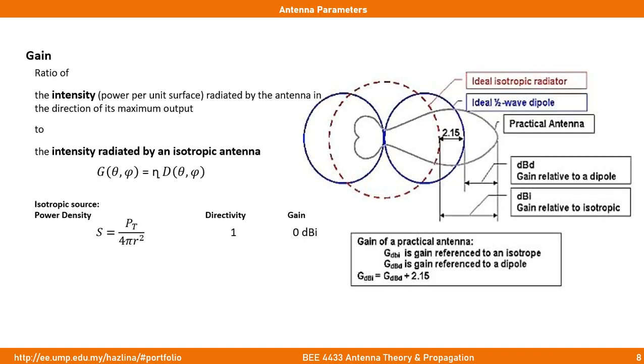An illustration to describe gain is as shown in this figure: the ideal isotropic radiator, the quarter wave dipole, and a practical antenna. Note that the notation used here is dBd with reference to a dipole gain, and dBi with reference to an isotropic radiator.